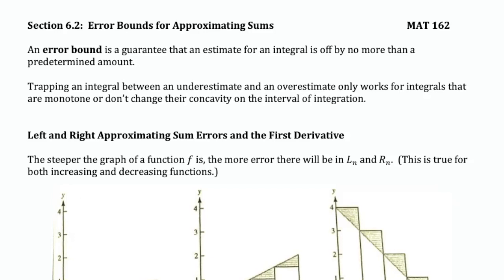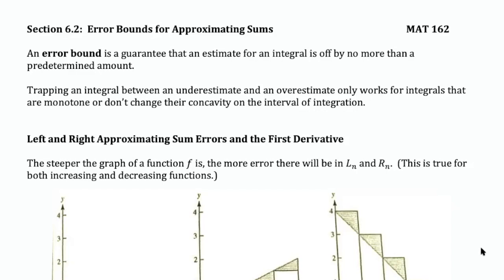So trapping an integral between the underestimate and the overestimate only works for integrals that are monotone or don't change their concavity, right? Because we saw with Theorem 1, Theorem 2, it was very specific about you have to be monotone, or you have to be always concave up or always concave down. So that technique, while useful some of the time, is not always helpful.